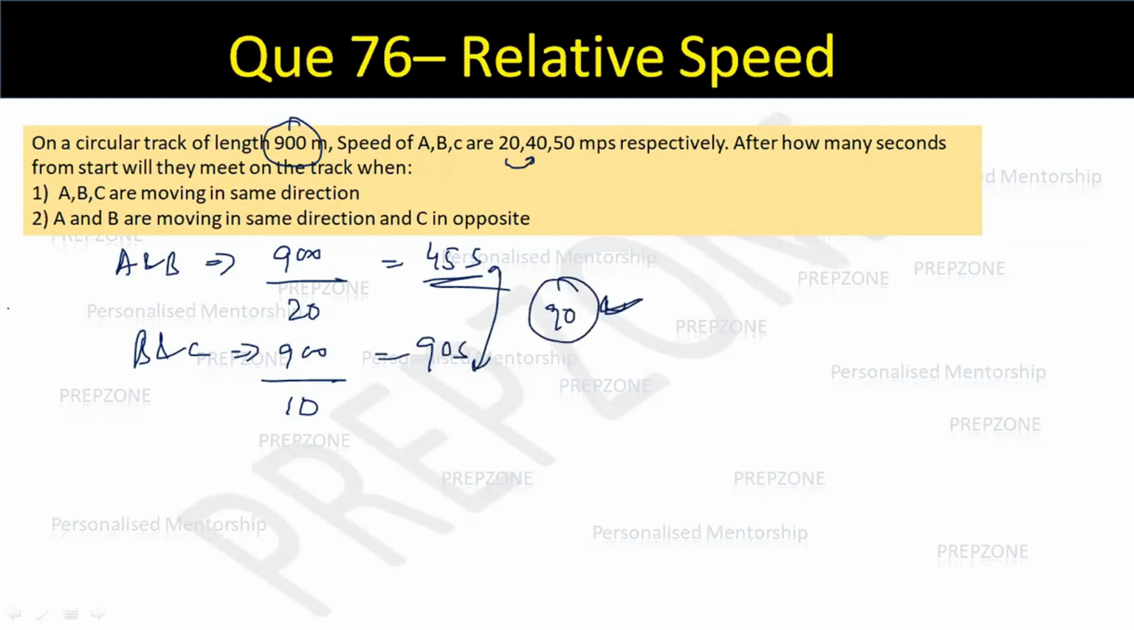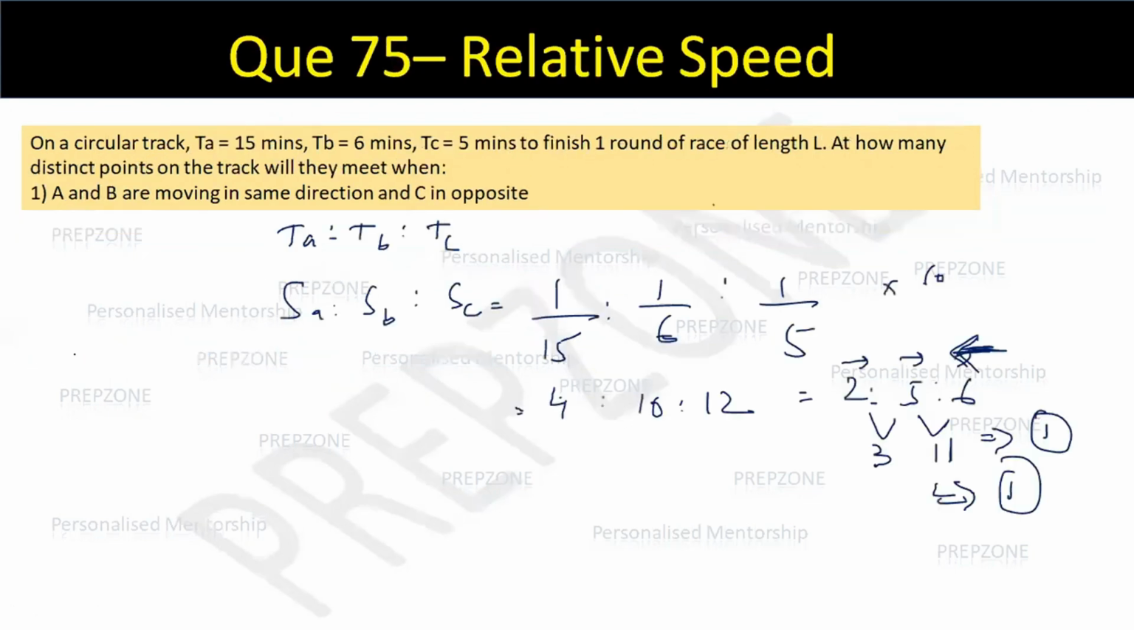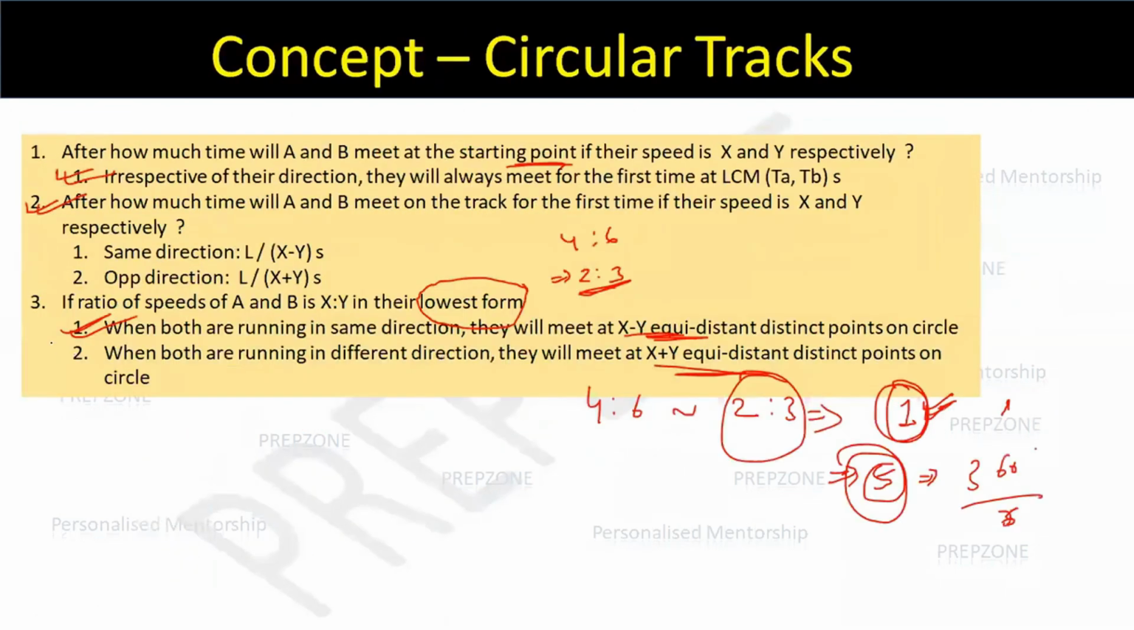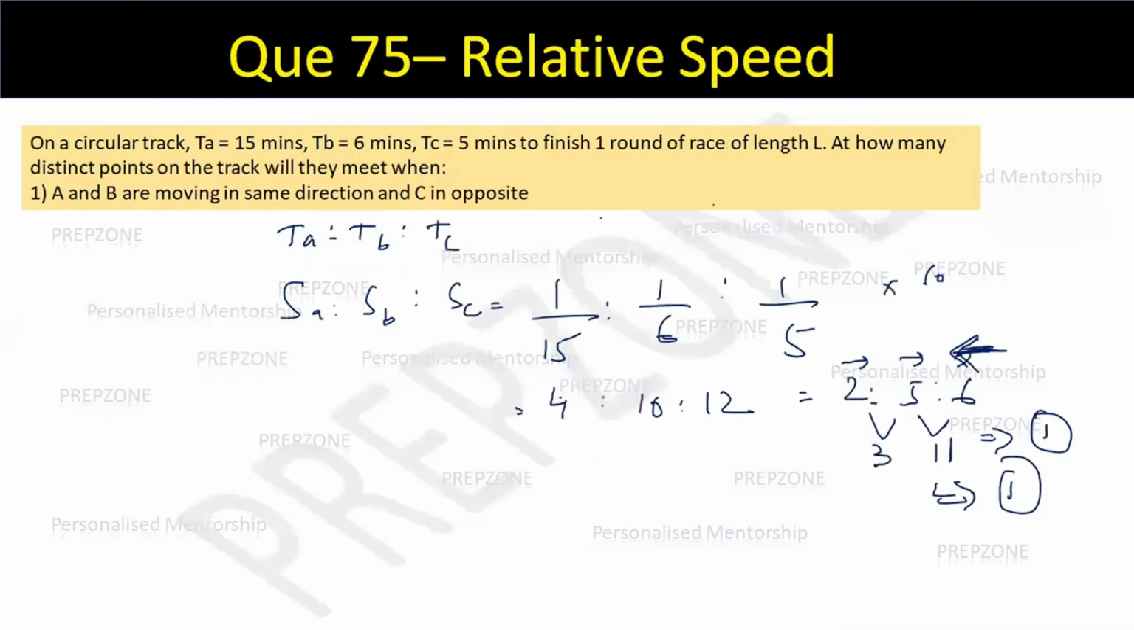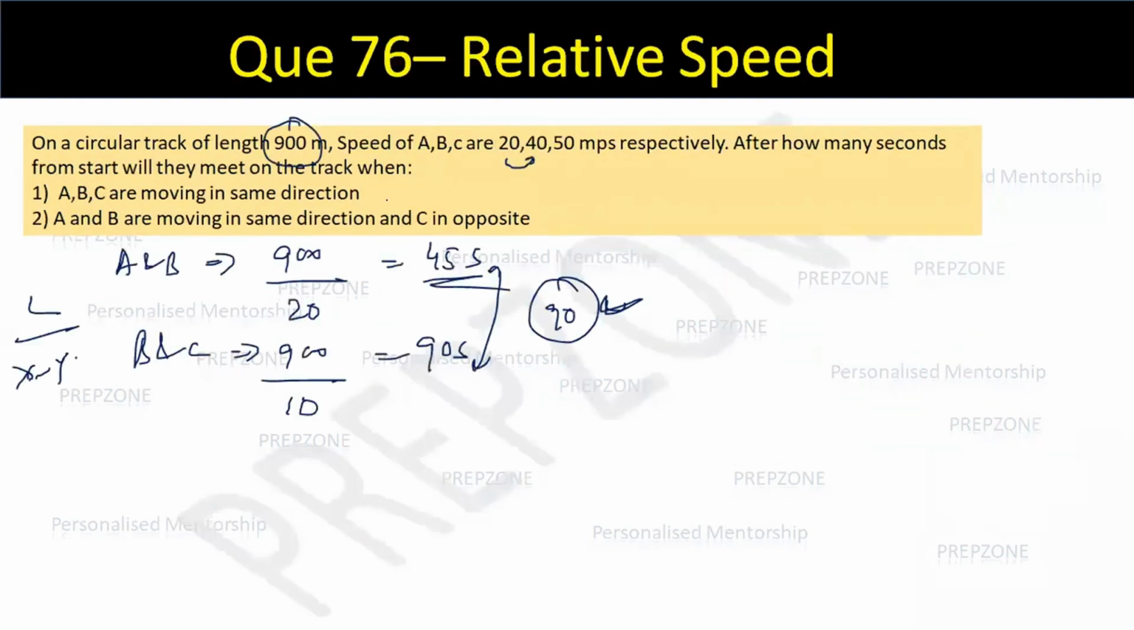Can you recall this thing? मैंने बताया था L upon X minus Y करके. Yes. Right? This was this point. Point number 2. Okay, so now if we just apply the same logic, A and B are moving in the same direction and C is in the opposite, तो भी तो क्या होगा? First case तो same ही रहेगा.